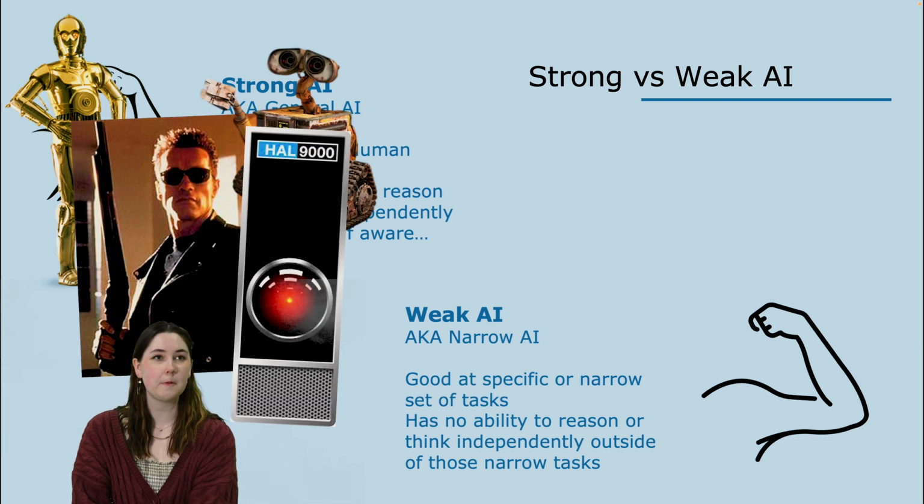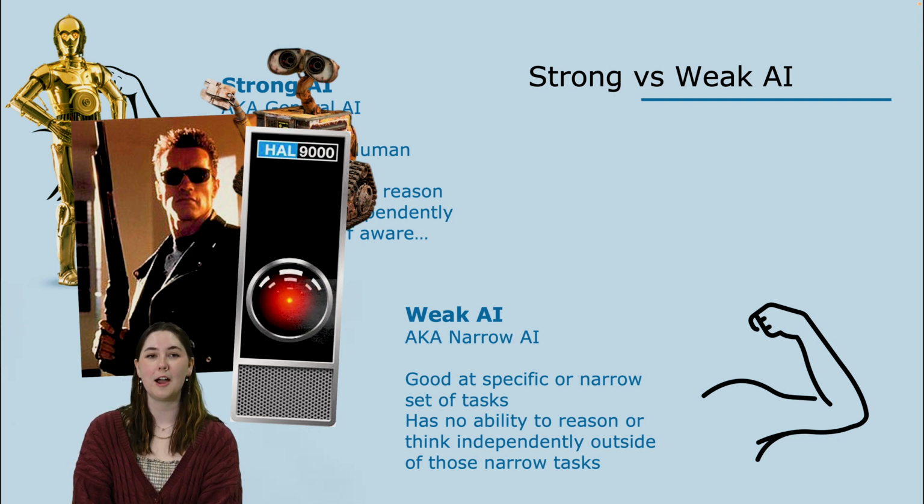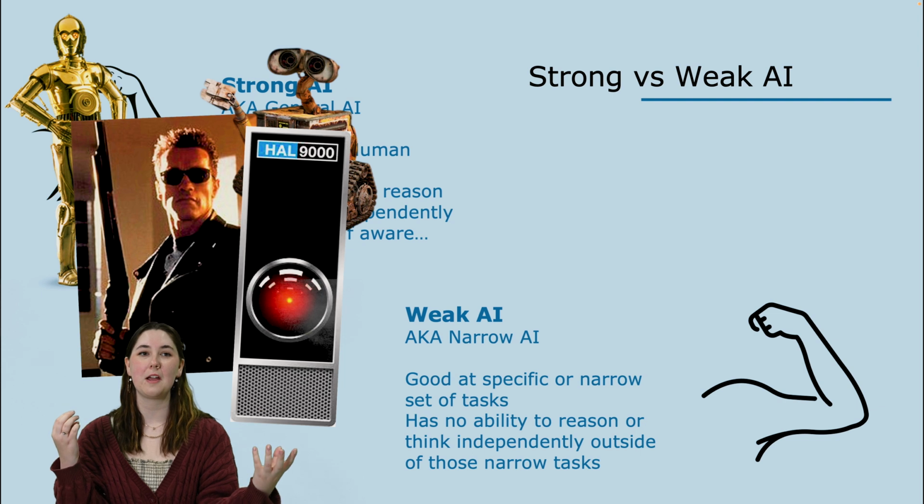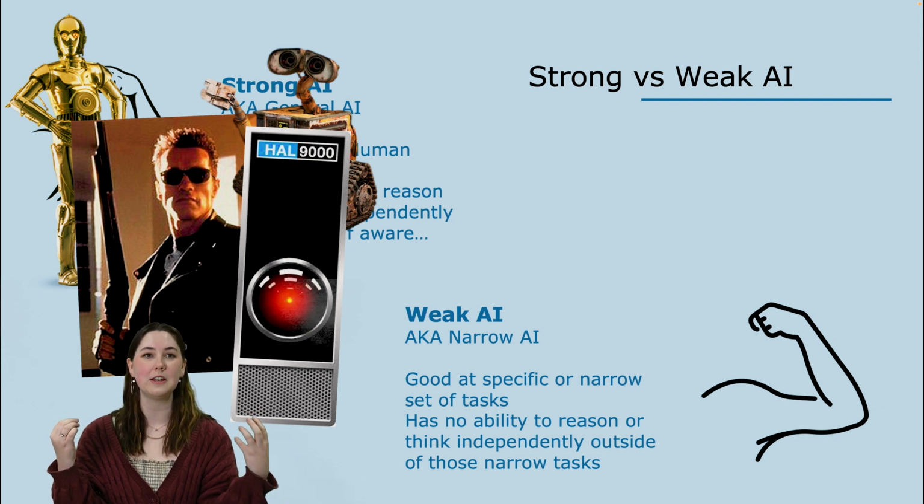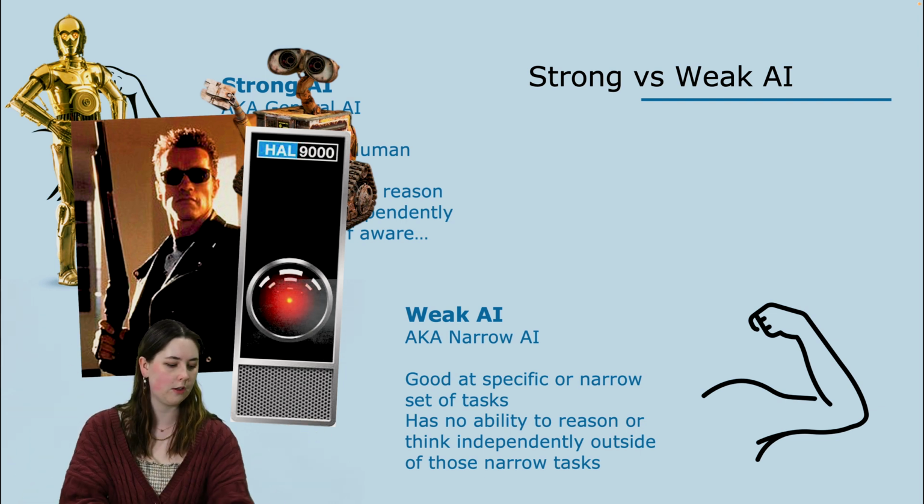So for strong AI, you might be familiar with some of these characters. We've got HAL, we've got the Terminator, we have C-3PO, all of that. So if you think about strong AI, those are characters that are completely independent. They think on their own, they're able to communicate like humans, and they're self-aware of their situation. They're not just executing one particular task.